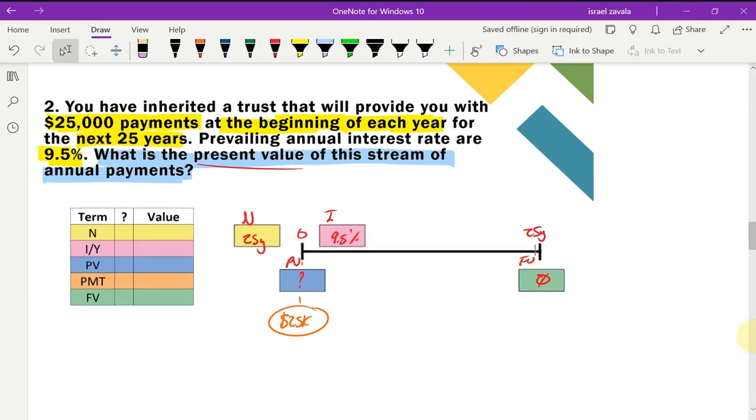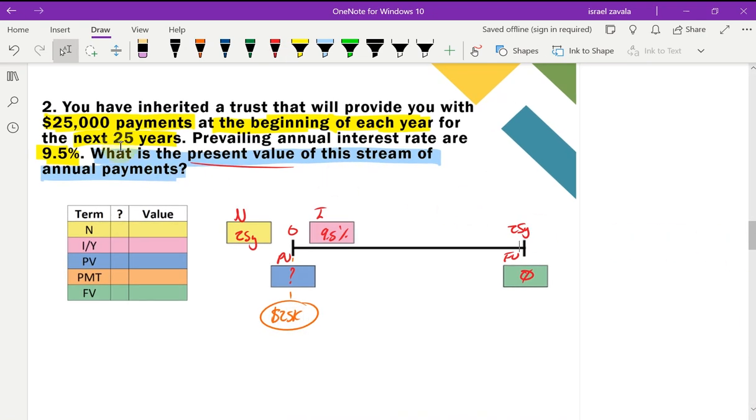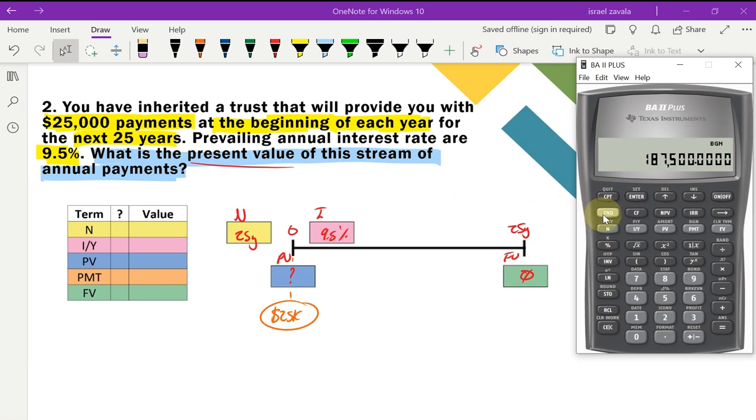All right, let's grab our financial calculator. That's it. That's all you need, right? We're going to second clear our previous information and clear this out. So left to right, how many years? 25. The interest rate is 9.5%. Present value is what we're looking for. Payments, 25,000. Now they're negative, right? It says here, oh, no.